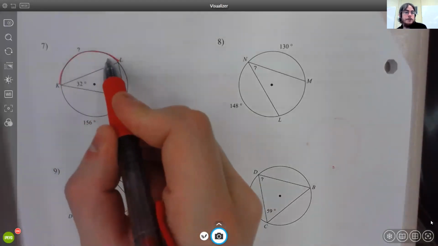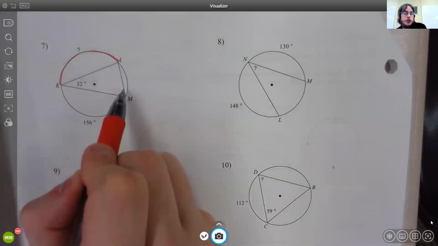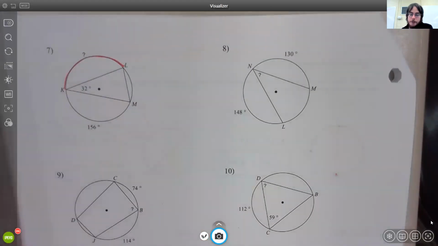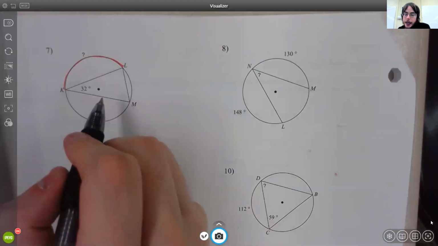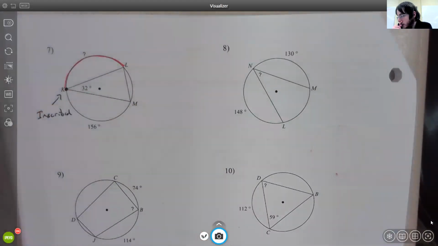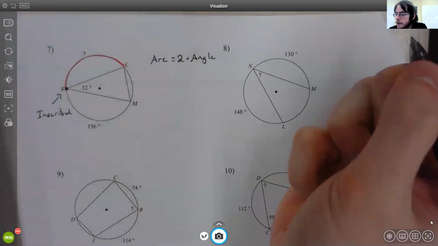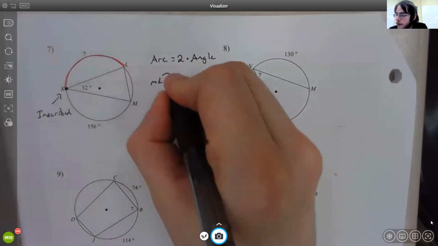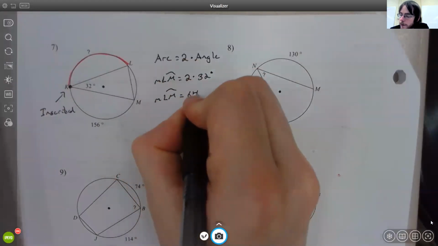So on number 7, if we have this arc, and we know this arc, I can try and find arc LM to determine the remaining arc that's missing. And in this case, we can do just that because our arc LM is associated with angle K. Now, angle K is inscribed because its vertex is on the circle. So if I want to find arc LM, I need to use one of our formulas. We know that the arc measure is equal to twice the angle. So our arc LM is 2 times 32, so arc LM is 64.